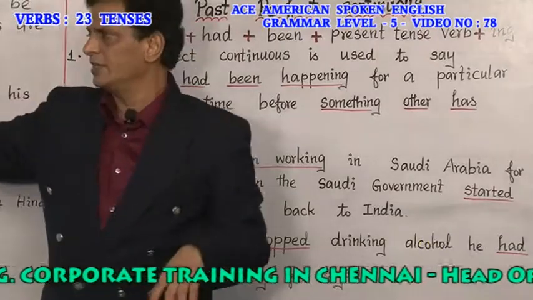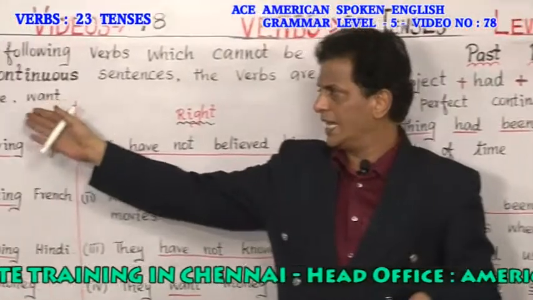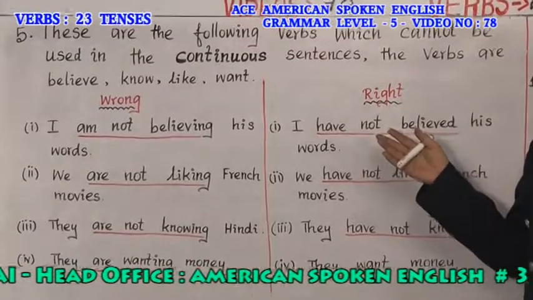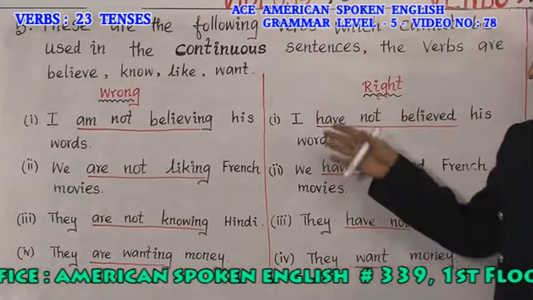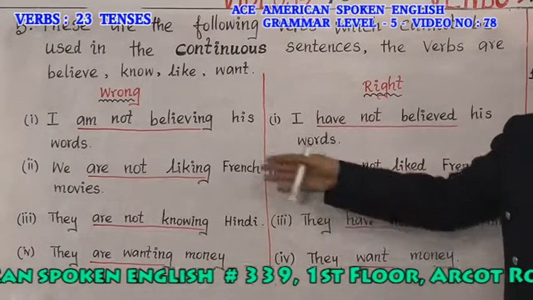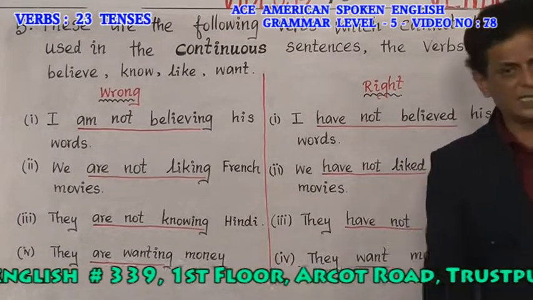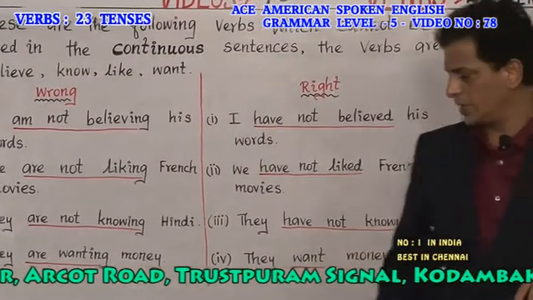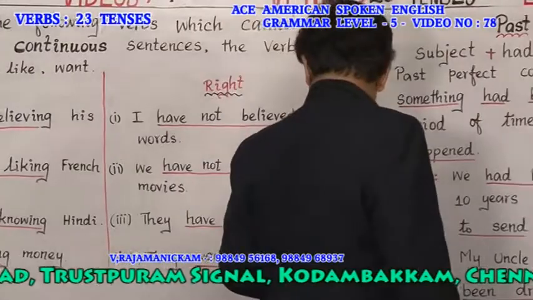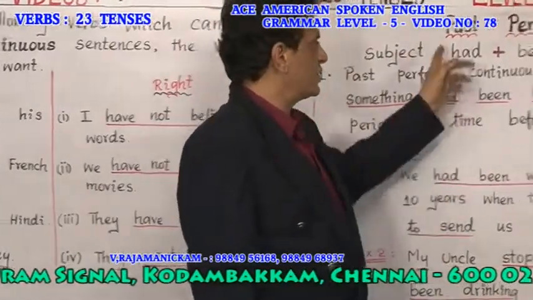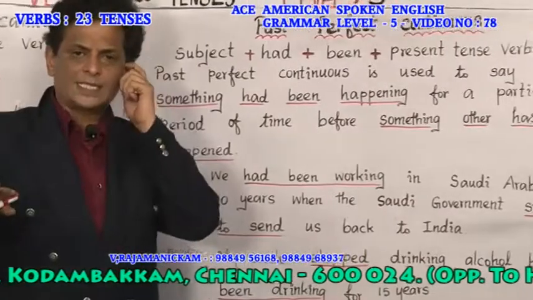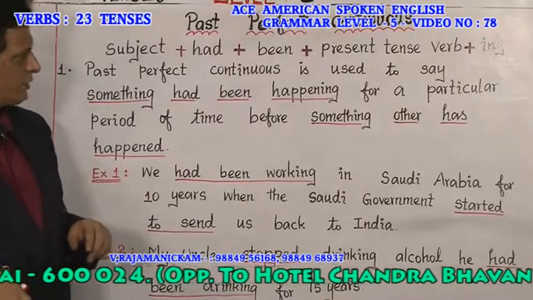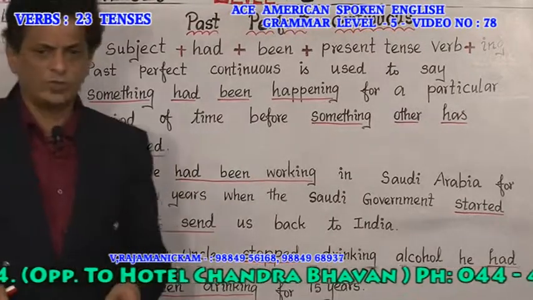So, my dear friends, we have seen that the verbs believe, know, like, want are not used in continuous format. You can either use them in the past or in the perfect format. So, believing is wrong, liking is wrong, knowing is wrong, wanting is wrong. You use the perfect: have believed, liked, known, and want. They want money. Okay, this is in present tense. Past perfect continuous: one action happened, before that action, some other action was going on for quite a lot of time, for a particular period of time. This is what we have seen, right?